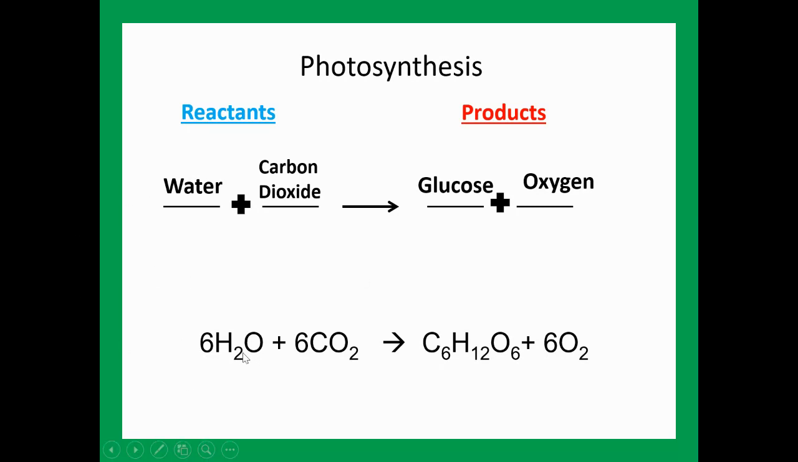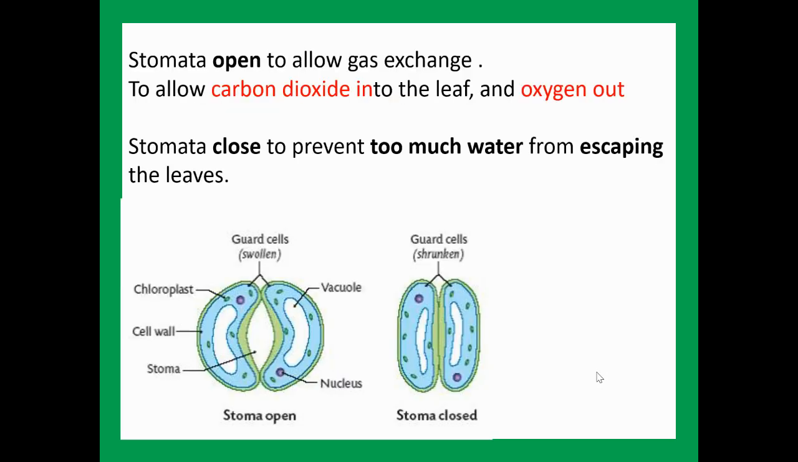The symbol equation is 6 H2Os plus 6 CO2s makes 1 C6H12O6 plus 6 O2s. Okay, hopefully now we're quite familiar with photosynthesis. Again, it's an endothermic reaction. It requires energy. That's why I've written light there.